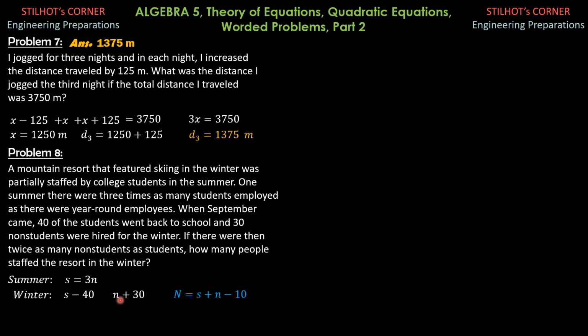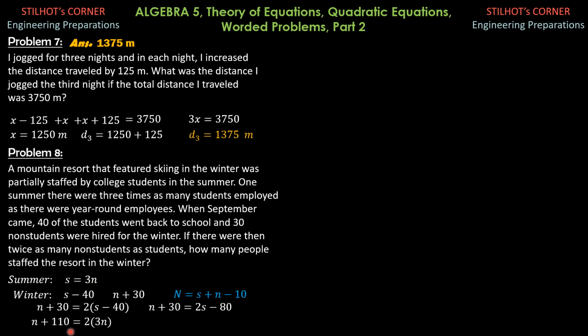So the number of non-students is twice the number of students. So that is N plus 30 is equal to 2 times quantity S minus 40. Simplifying, N plus 30 equals 2S minus 80. So that means N is 2S minus 110, or N plus 110 equals 2S, and S is 3N from this equation.